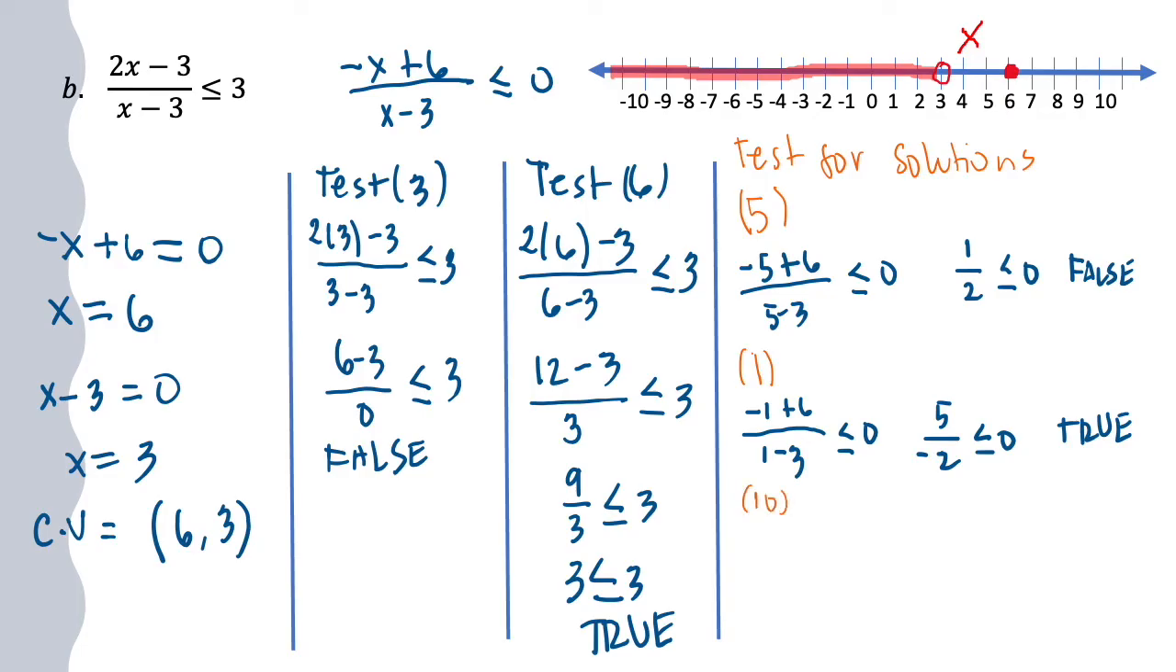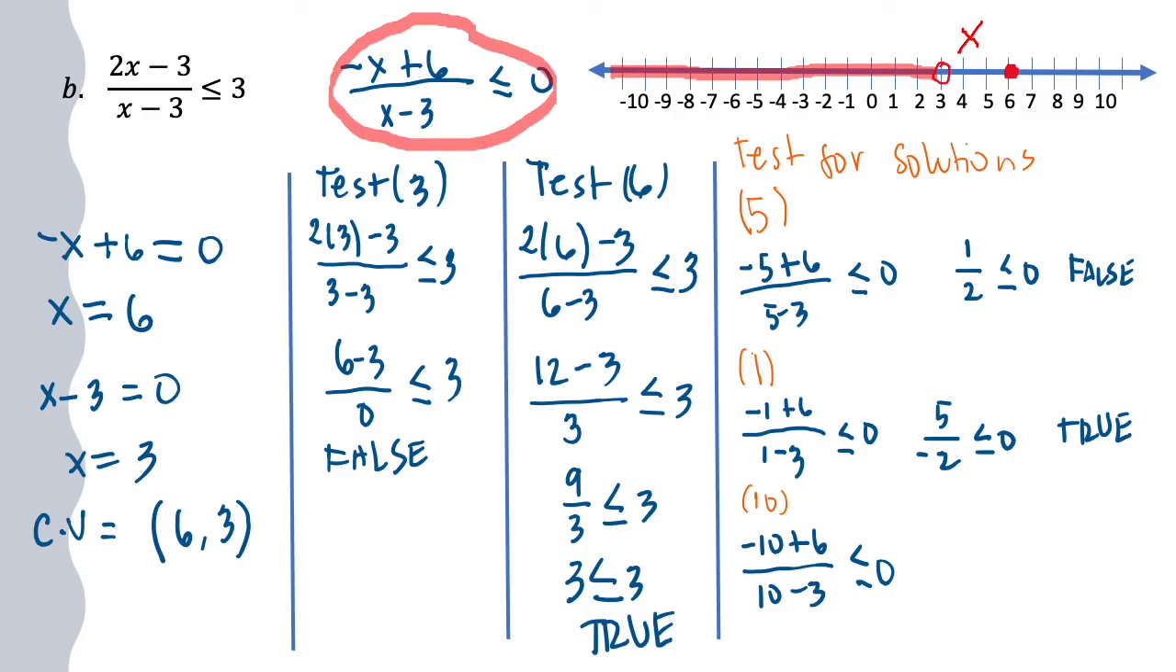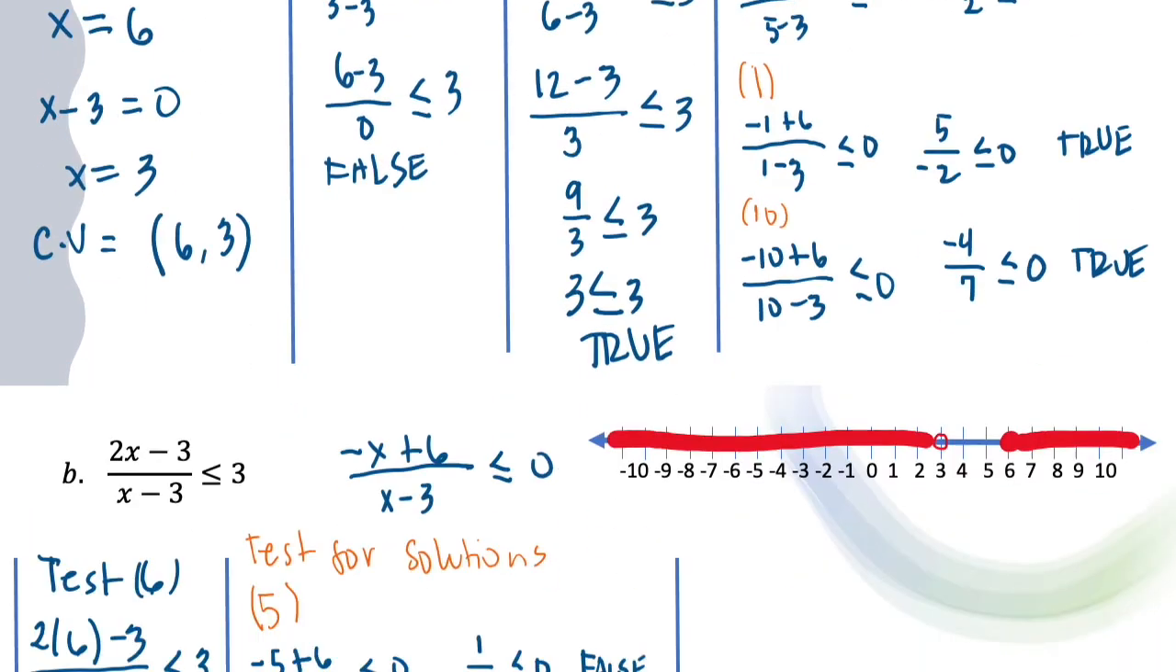Let's say for example, let's use 10. So negative 10 plus 6 over 10 minus 3. Remember, our test value is 10. It becomes negative because our inequality here is a negative symbol. Okay? So let's continue. The answer is also a negative number, negative 4 over 7, which is also true. So therefore, from 6 up to positive infinity is part of the solution.